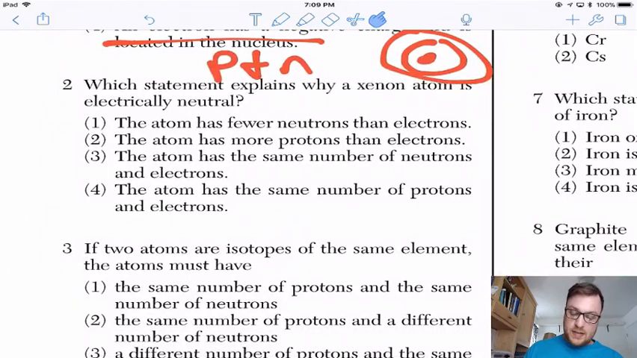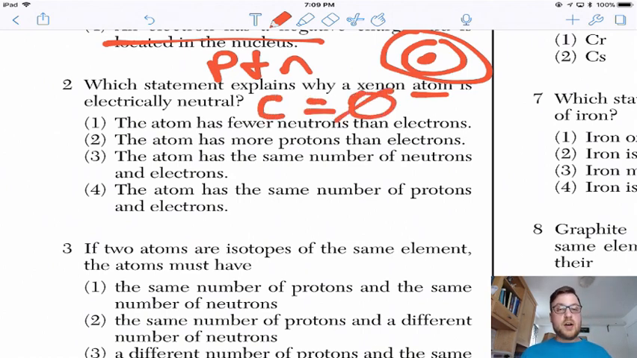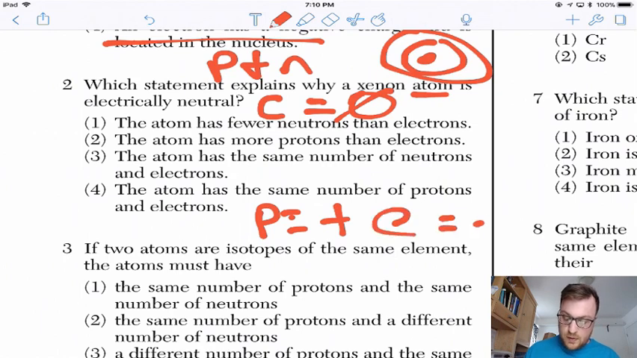Question 2. Why is a xenon atom electrically neutral? So when you see the word atom, you think its charge is 0. So having a charge of 0 must mean that the amounts of positives and negatives are the same. And from here, we have to remember that protons are positive and electrons are negative, just like in the question before it. If they're equal to each other, then you'll have a charge of 0. Neutrons are neutral, so anything involving charge, you can ignore neutrons.